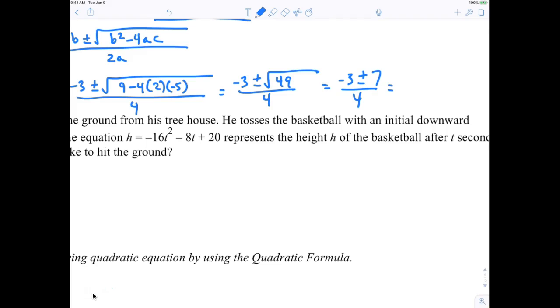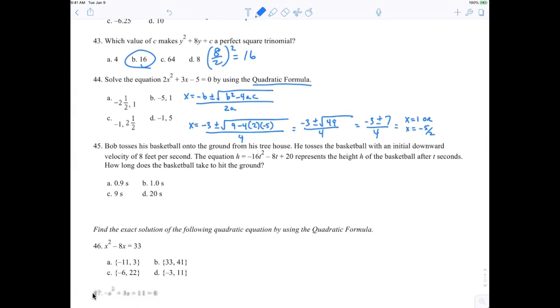So now what's -3 plus 7? 4 divided by 4. So, or -3 minus 7, -10 fourths, which is, right, -5 halves. So my correct answer here is what? A. Any issues? All right, let's move on.